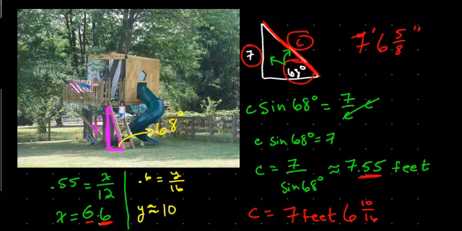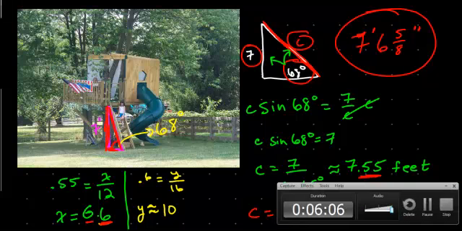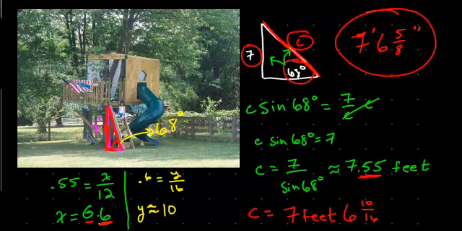5/8 of an inch. So that would be the length of the board that I need to make this step, given that the height to the ground is 7 feet and that this angle of elevation here is 68 degrees. So we're looking good. Let's do one more.